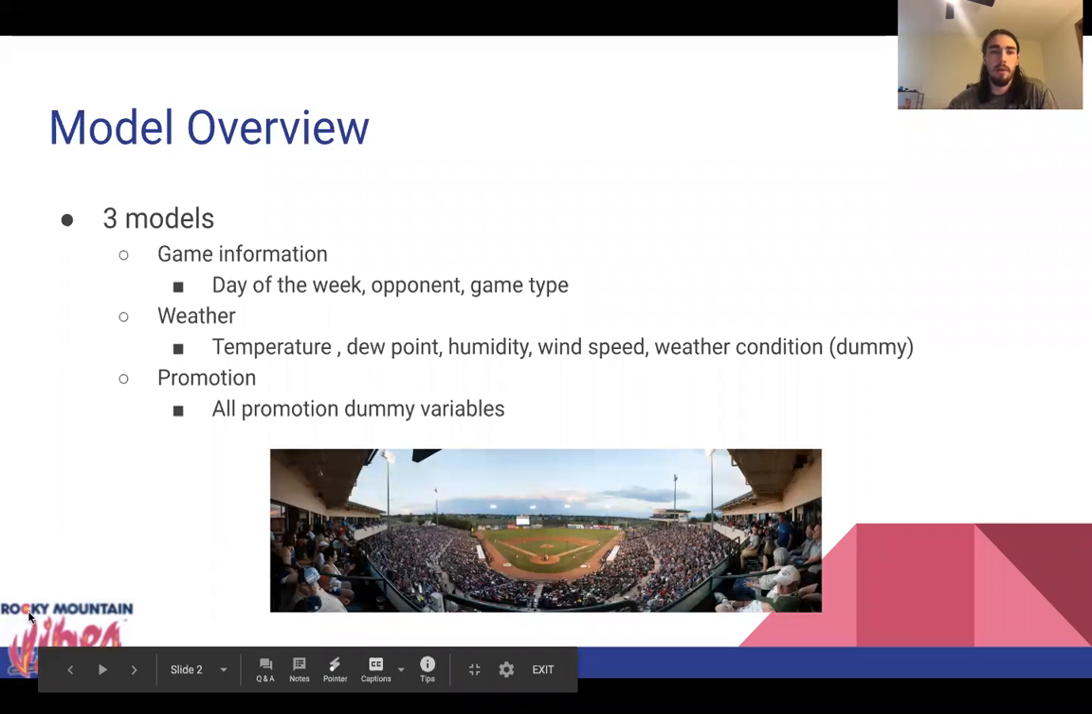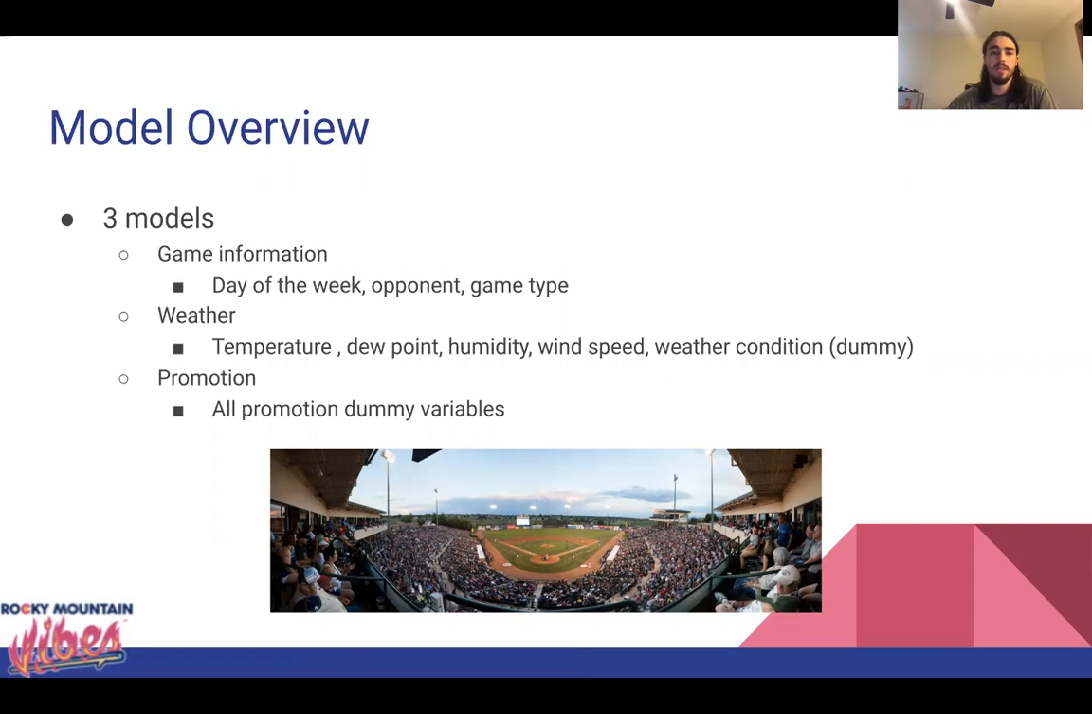So just kind of going over my model overview. We had a very small sample size for this. It was just one season. My data had 37 observations, so I couldn't run every variable in one model. So I broke it into three categories.